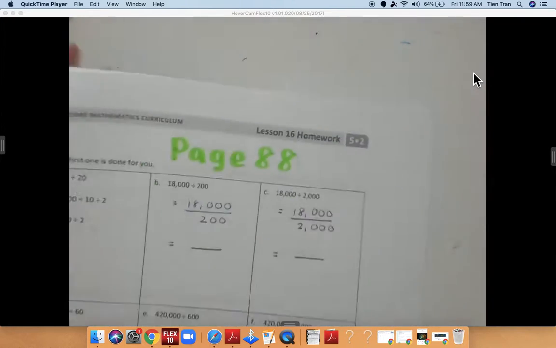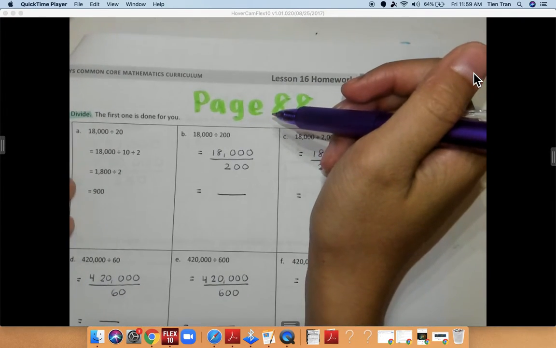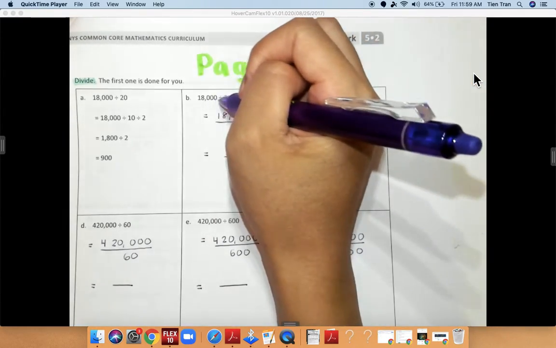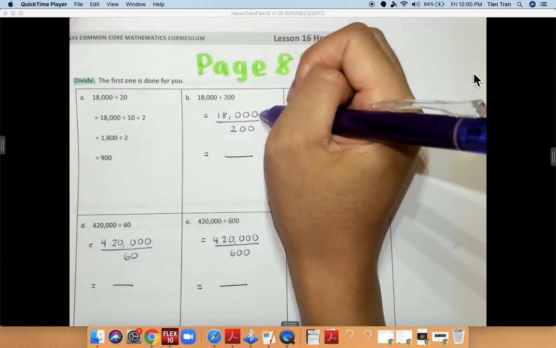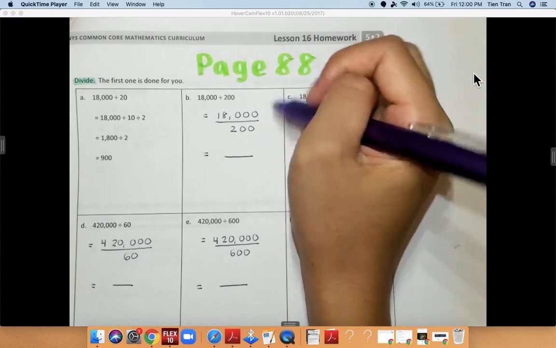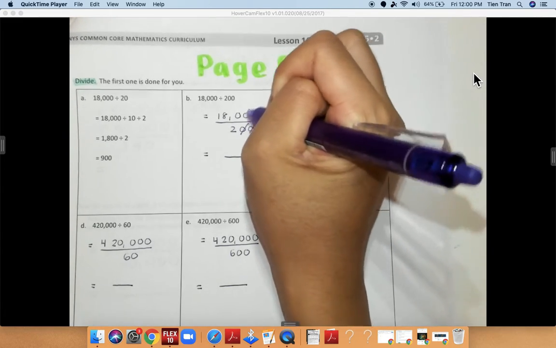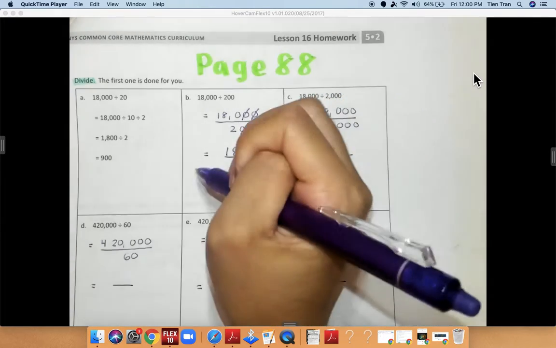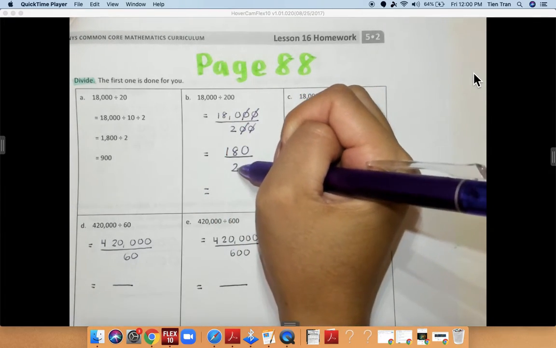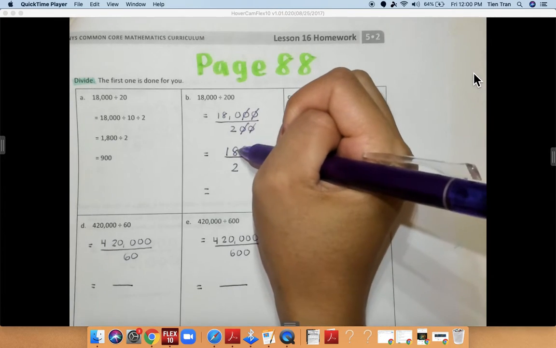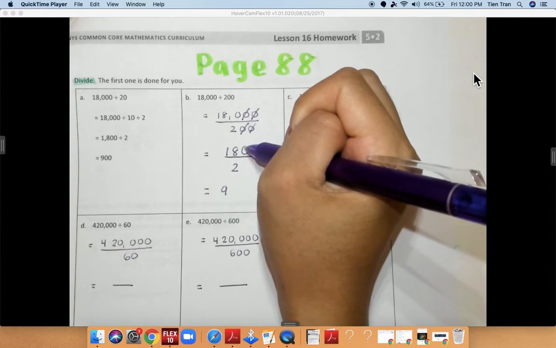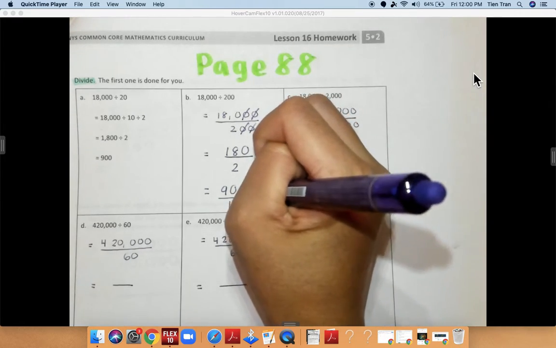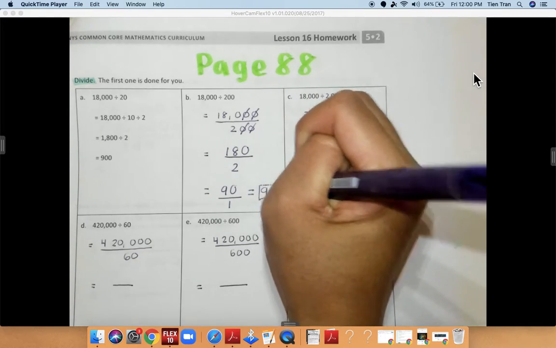We are on page 88. Page 88, you are doing the exact same thing. They're not asking you to draw the disc, but if you wish to, you can. So I have 18,000 divided by 200. 18,000 is going to go on top, and 200 will go on the bottom. I have 2 zeros on the bottom, and I have 2 zeros at the top that I can cross off. So I now have 180 divided by 2. Now, I'm focusing on 18 and 2, and then I'm adding my 0 later. 18 divided by 2 is equal to 9, and then I'm bringing my 0 down, so I have 90 over 1. 90 divided by 1 is equal to 90.